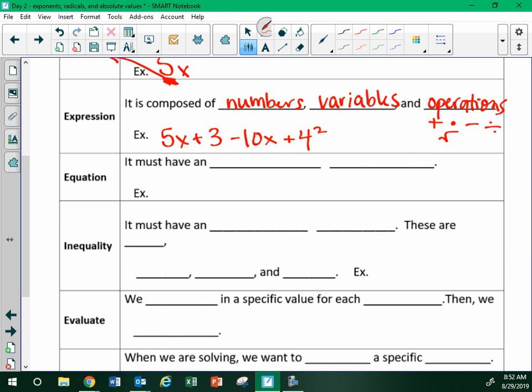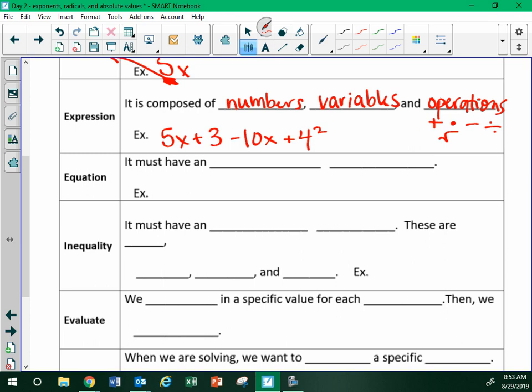Now, we will be simplifying these expressions. That's something we'll be doing next class, or maybe a little bit today, where I can see I have 5x and negative 10x. I can combine those together. 3 and 4 squared. 4 squared is 4 times 4, so 16. We could add those numbers together. So we will simplify those expressions. So we're combining the terms. That's combining like terms, yeah.